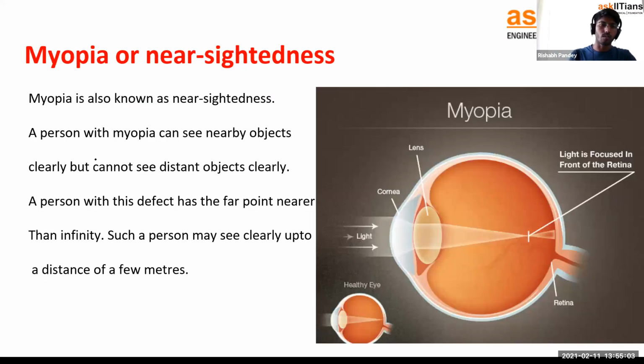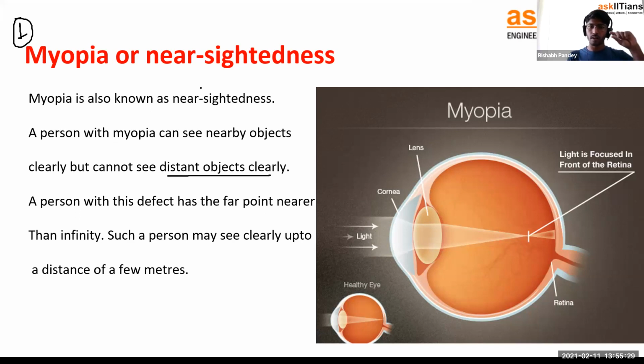If I talk about the first one, myopia, it is also known as nearsightedness. Obviously, a person with myopia can see nearby objects clearly. So if you see, this is the eye, and there's an object nearby. He'll be able to see those things very clearly, but cannot see distant objects clearly.